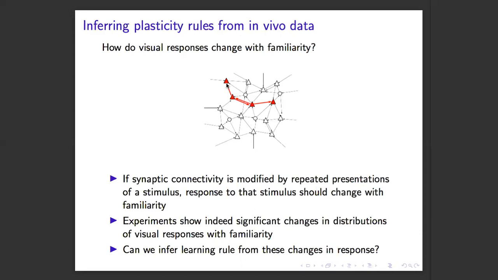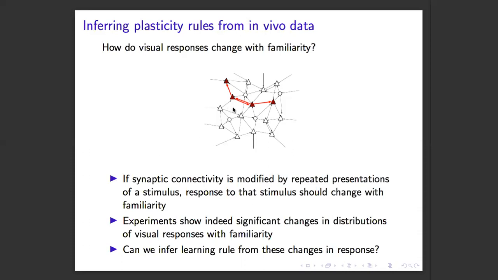With this particular learning rule, you would expect that with time, or in other words, with familiarity with this particular stimulus, the activity of neurons would become stronger and stronger, right? Just because they receive more synaptic inputs because of this strengthening in synaptic connectivity. And in fact, I will show you next experimental data that show indeed significant changes in neuronal activity with familiarity.